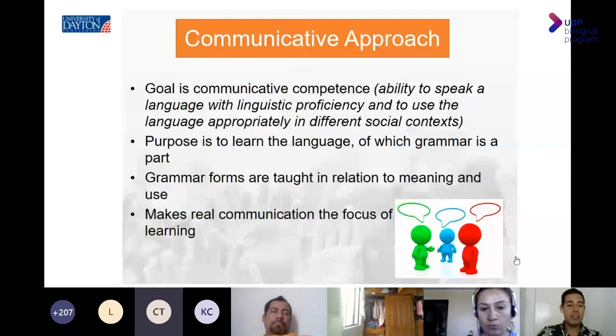So we are creating real situations that they will find in life, in the world, so they can use the language, okay? So what are the aspects of a creative grammar approach? Well, it makes communication the focus of language learning. Why are we learning? Because we want to communicate, because there will be moments in life in which we need to communicate, and that's why we're learning.